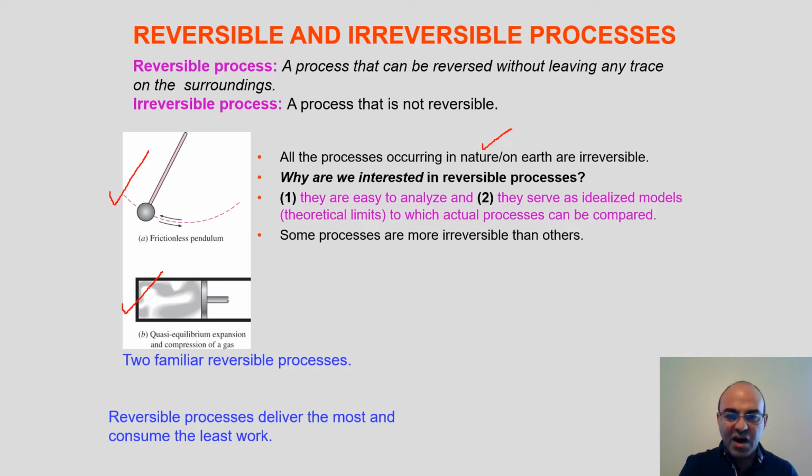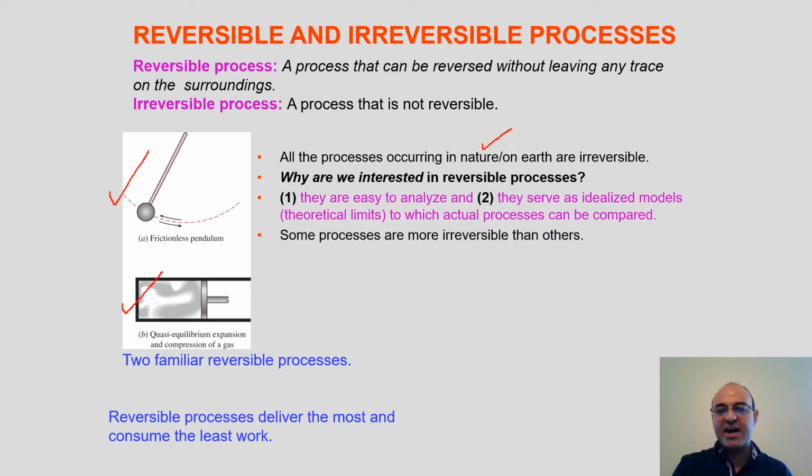So why are we interested in reversible processes? One, they are easy to analyze. It's easy to analyze a reversible process because, for instance, it's like the background behind thermodynamics, which is assuming a quasi-equilibrium system. It makes it easy to analyze.